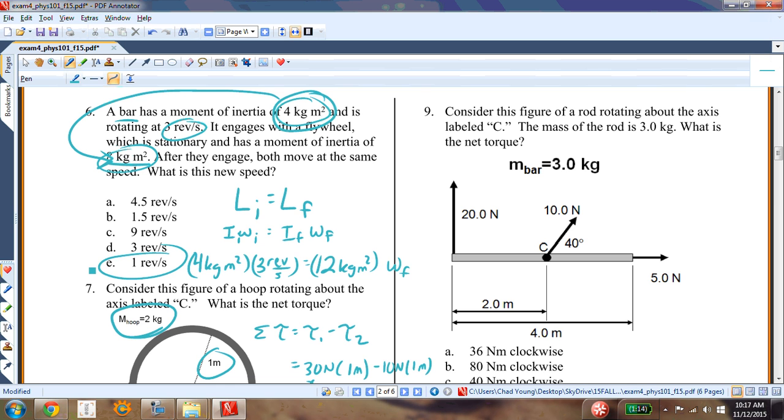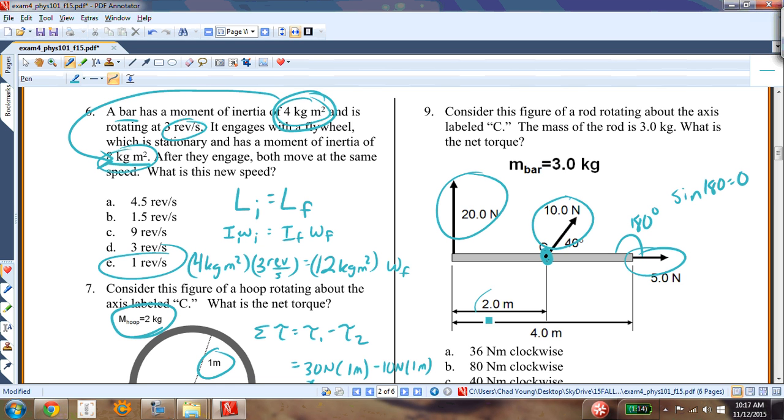Okay, what is the net torque on this bar? It's rotating about this point C. Okay, well, this force provides no torque because it's at the axis of rotation. Similarly, this force provides no torque because the angle is 180 and the sine of 180 equals 0. So it's really just this force.